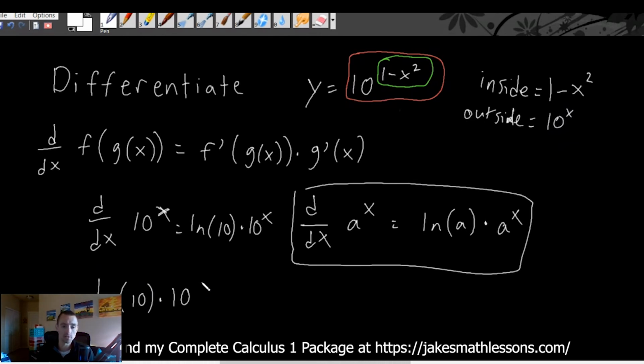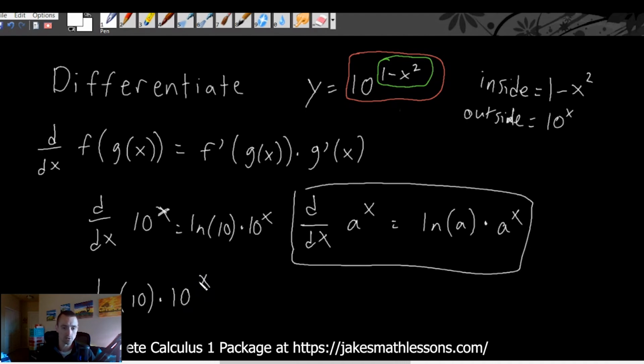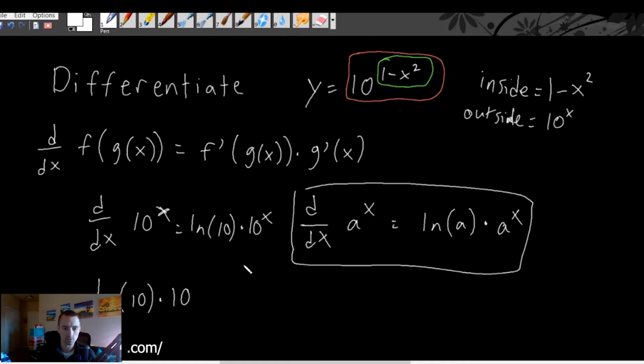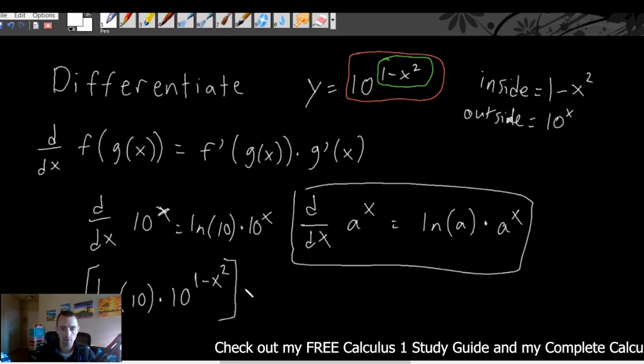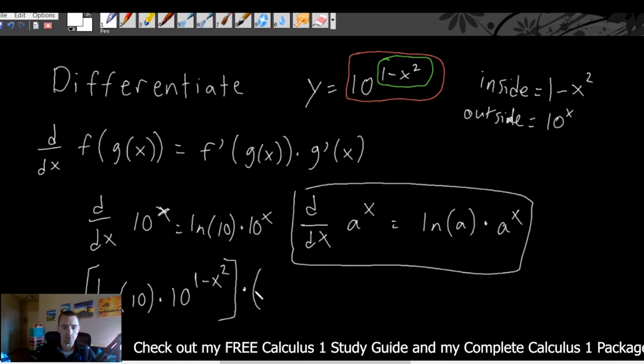However, it's not just going to be 10 to the x, because what we need to do here is leave our inside function alone. We need to leave our inside function still plugged in for x. So we're going to leave this 1 minus x squared as our inside function plugged in for x. So taking the derivative of the outside function and leaving the inside function alone leaves us with ln of 10 times 10 to the 1 minus x squared. And then, like I said before, we multiply that whole thing by the derivative of our inside function.